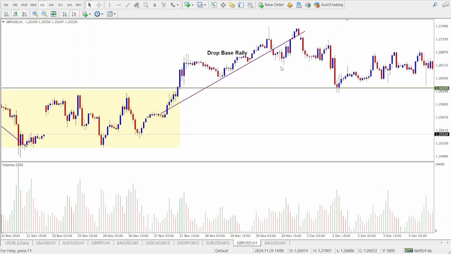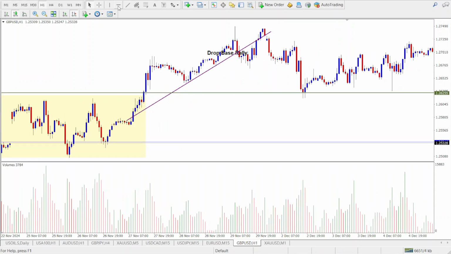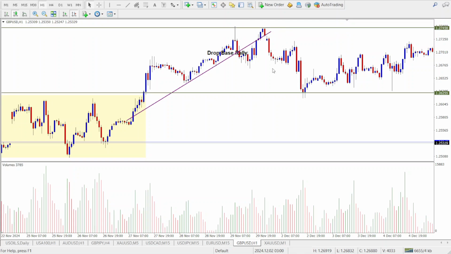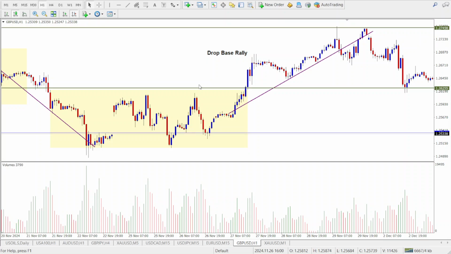Set your take profit at key levels. Look for significant resistance or previous highs for your take profit levels. Always use proper risk to reward ratios, aiming for at least 1 to 2. If you're risking $1, your potential profit target should be at least $2.